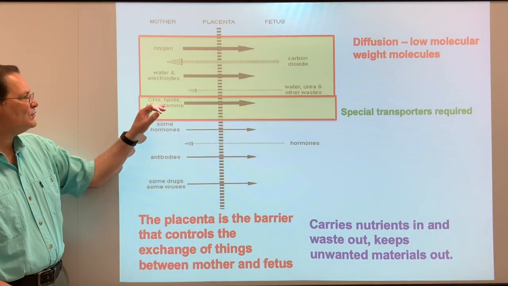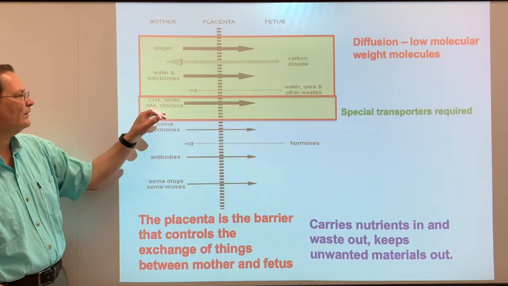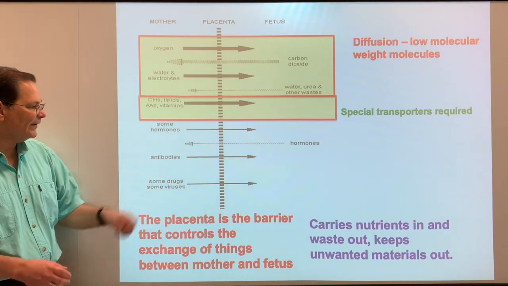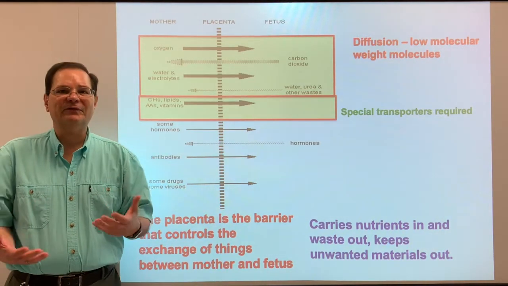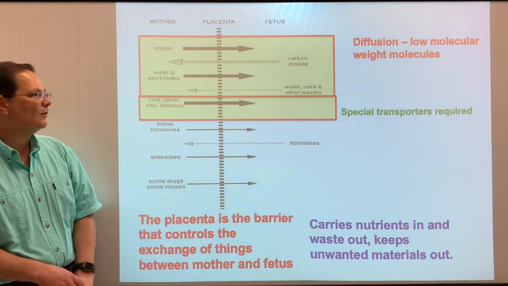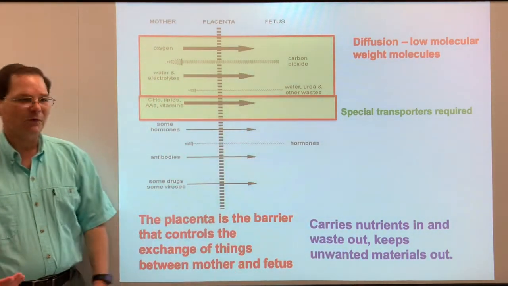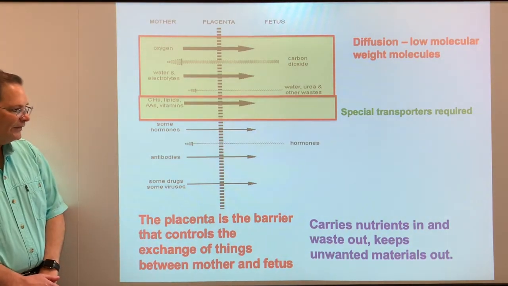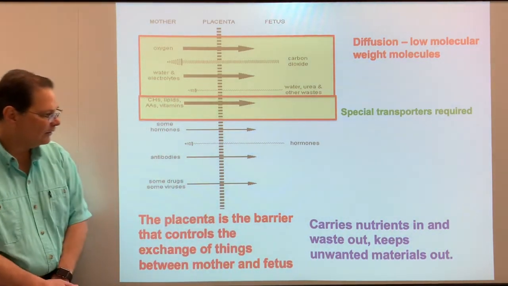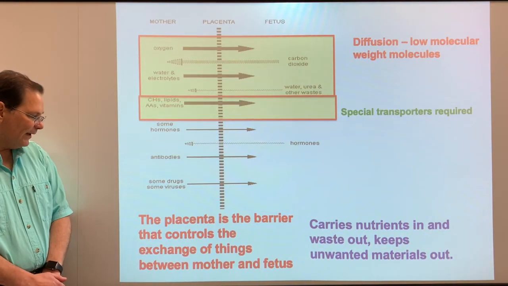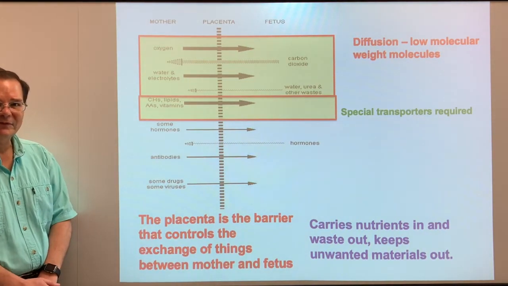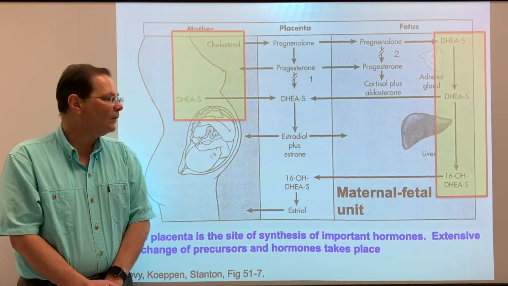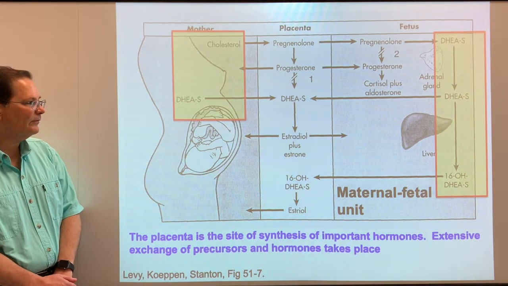So we have special transporters for larger carbohydrates, lipids, amino acids, and vitamins, and things like that. Some of these hormones, antibodies, these things don't just diffuse across the placenta. They have to have a pathway to get across. You need special transporters in order to do that, okay? This is how nutrients are carried in and out across this barrier that controls the exchange between the mother and the fetus, okay?